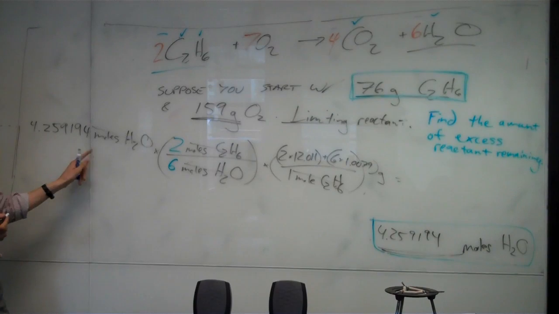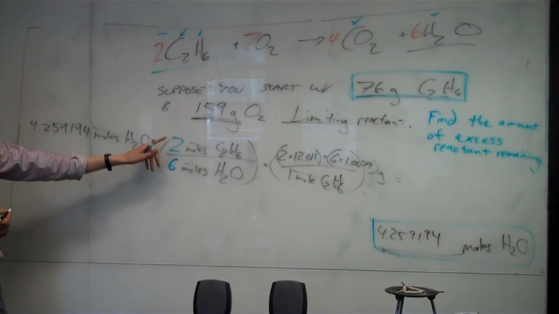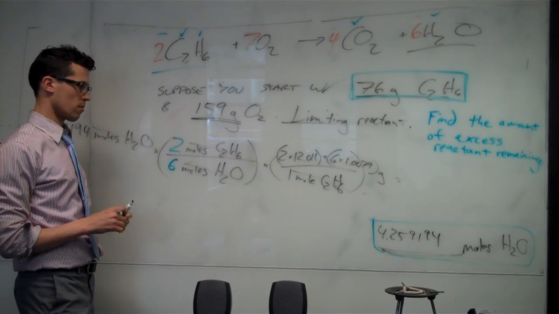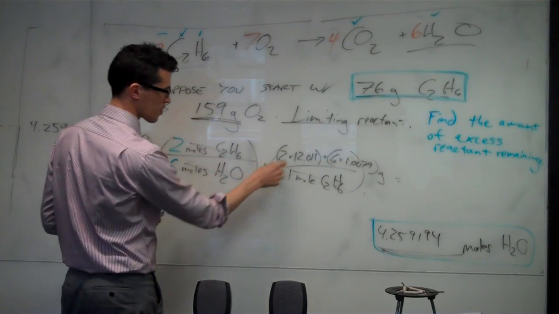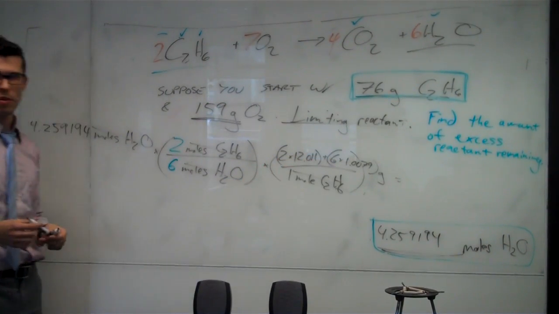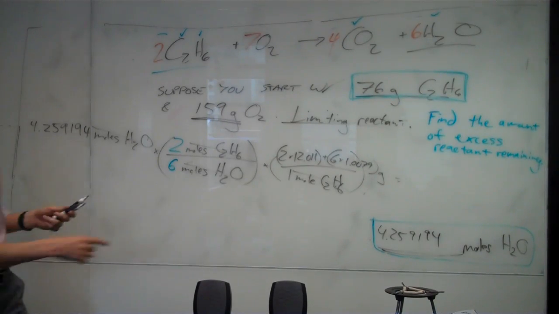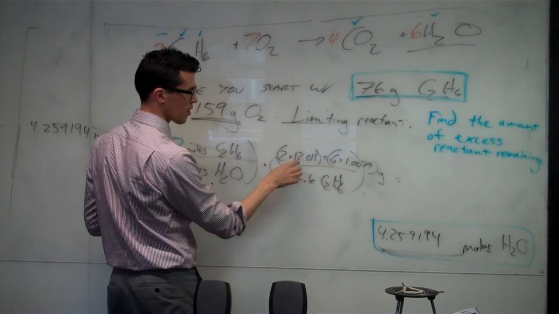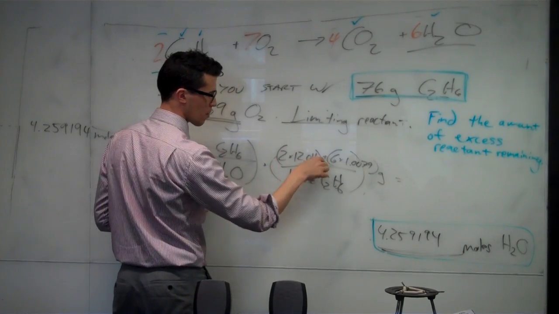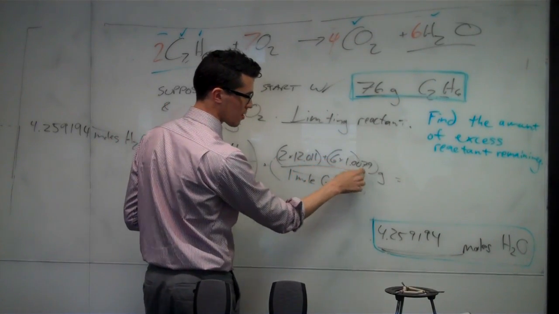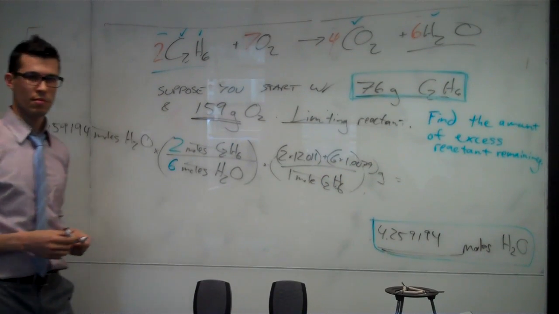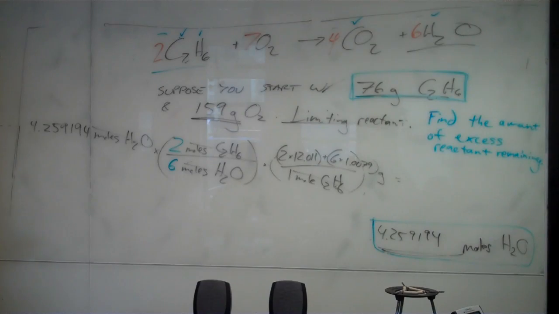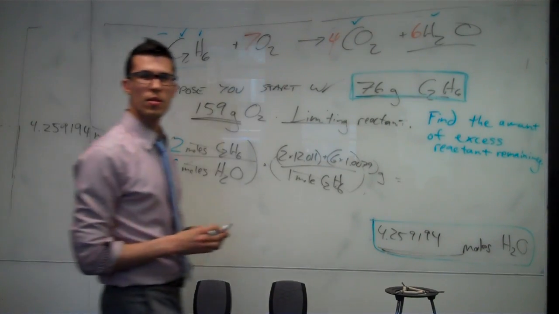4.259194 times this, 2 over 6, same thing as divided by 3, times this. Times 2 point, blah, blah, blah. Times, it's going to be parentheses 2 times this, plus, in parentheses 6 times this. Okay. 42.690.6935. What'd you get?